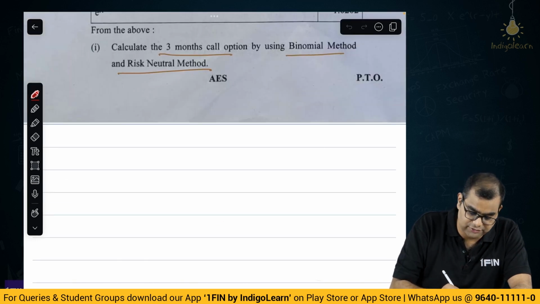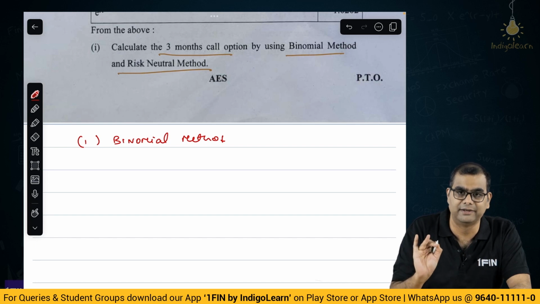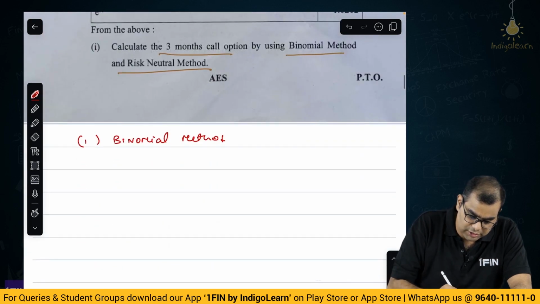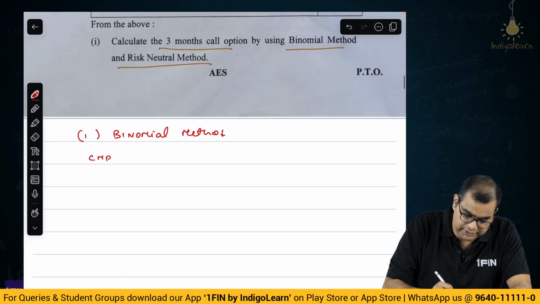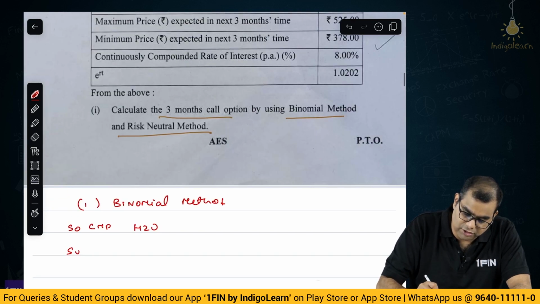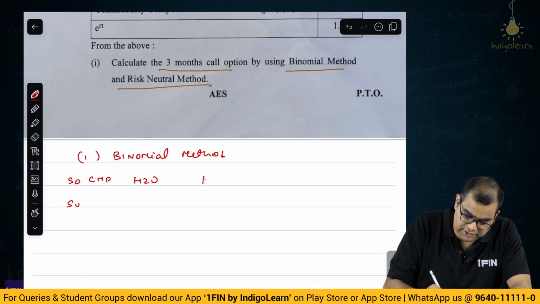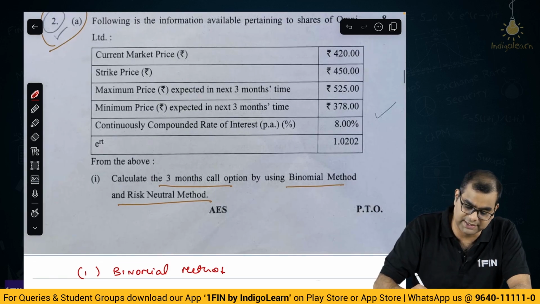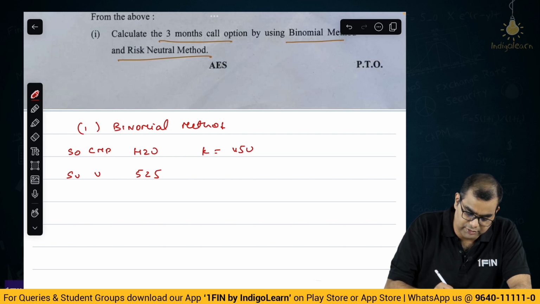So, what I would do is, first, the binomial method, and I would actually draw a binomial tree because that is the most important thing according to me if you are solving it by the binomial method. So, current market price, how much is it? 420, right? You call this S0. K is 450. S0U, which is the high price, the maximum price expected in 3 months, is 525, and S0D is 378.